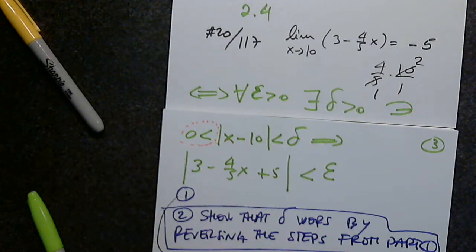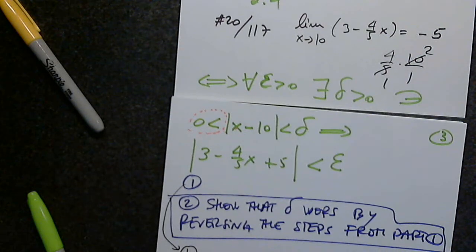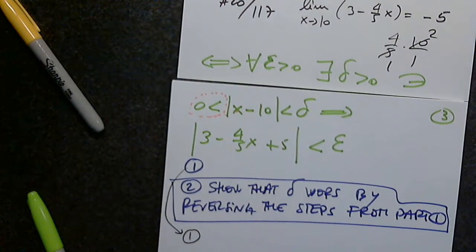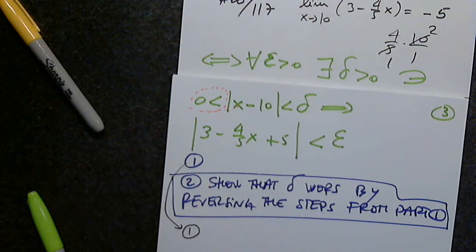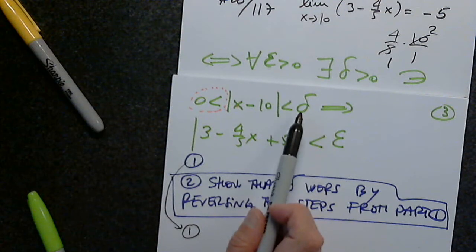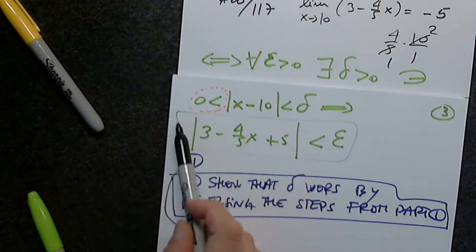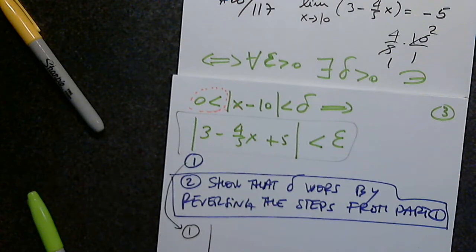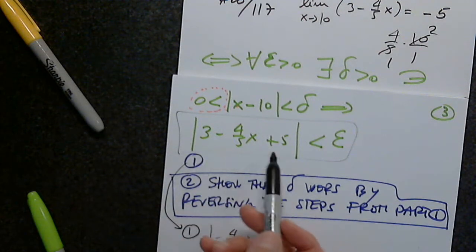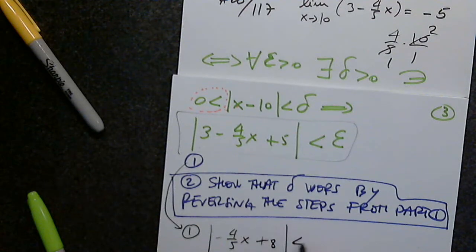So part 1 is right here. Where is the starting point? But I have to determine this. So the starting point is here, at the end. So the absolute value, can anyone tell us what to do in here? -4/5 x, 3 plus 8 plus 5 is 8, less than epsilon.